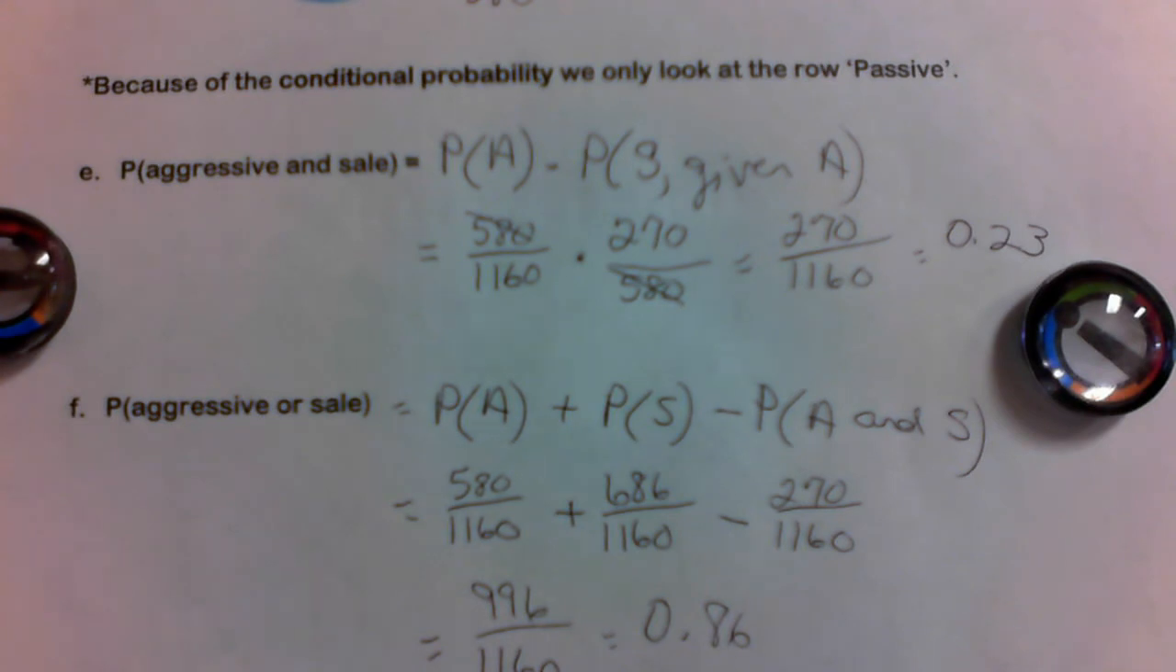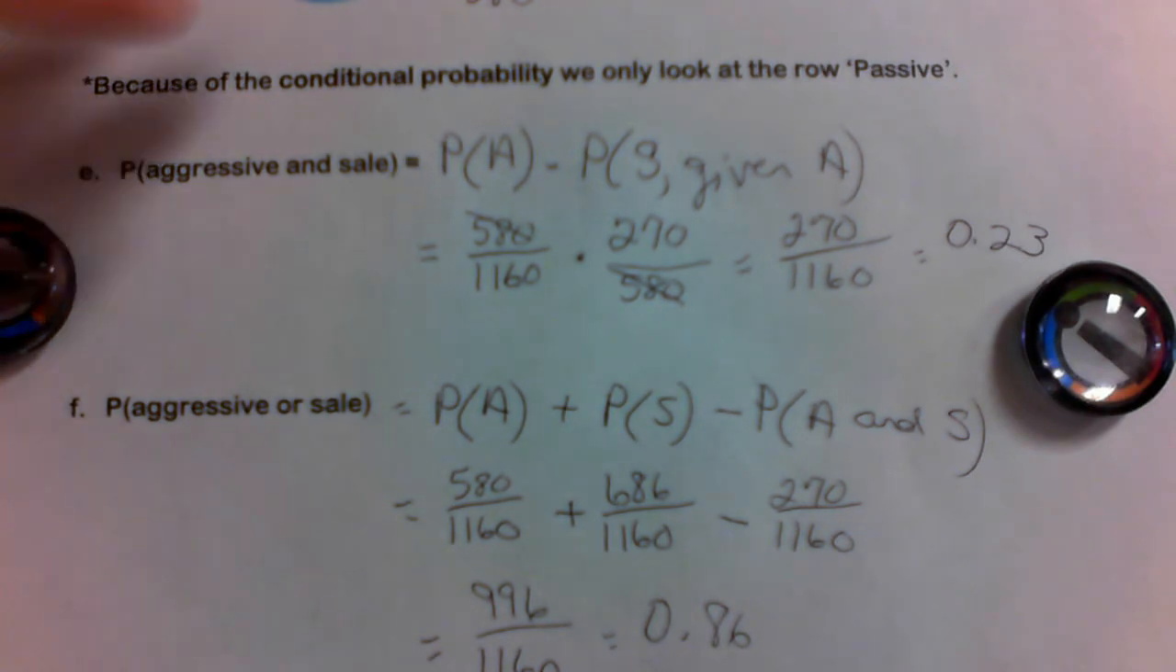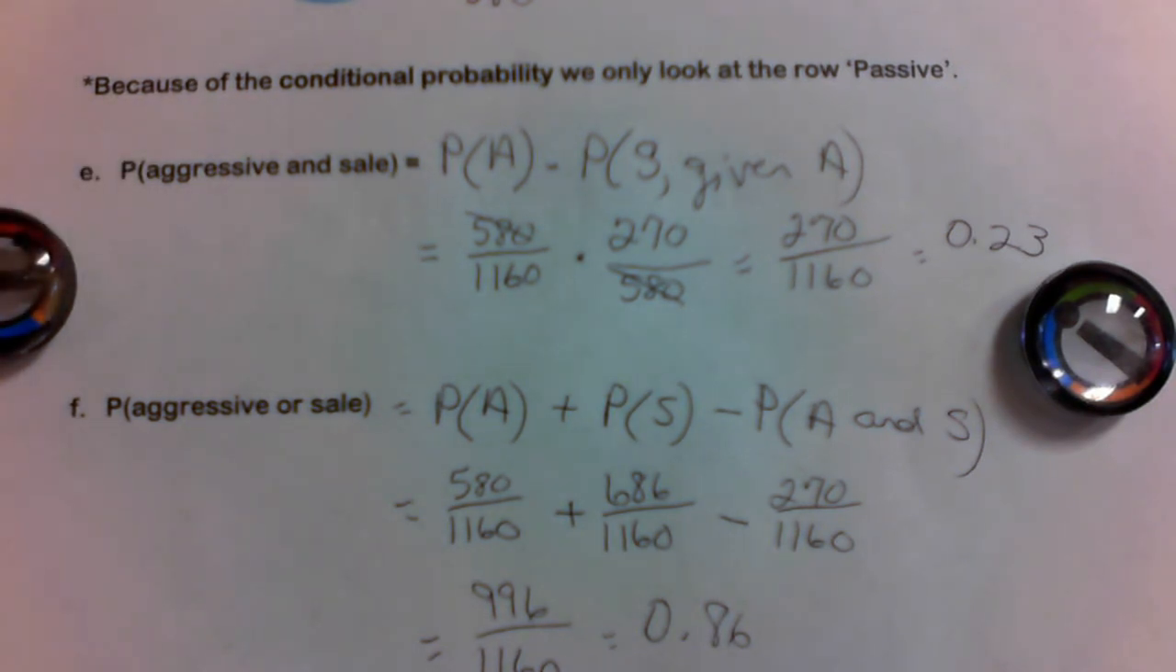And so that's how you do probabilities from a table. And that is chapter 4.2.